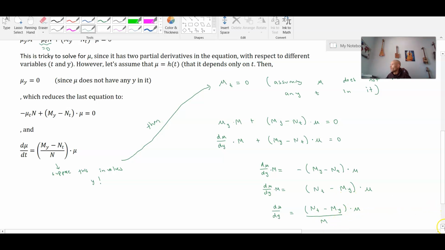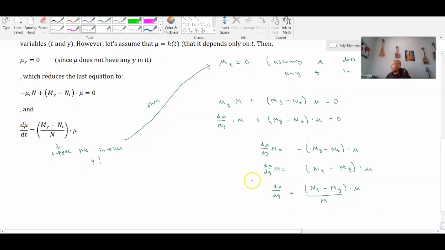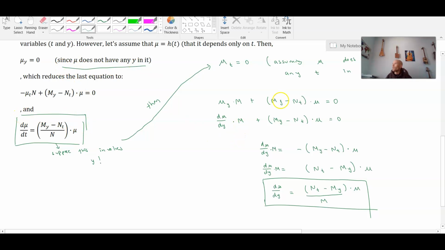Okay, so this is an alternate integrating factor right here that will also work, and once again, this will work assuming that mu sub t is equal to 0. This right here will work assuming mu sub y is equal to 0. So mu here, if it doesn't have any y in it, then you're okay using this integrating factor, since mu does not have any y in it. But assuming mu does not have any t in it, this condition here, then you can proceed to use this integrating factor as an alternative.